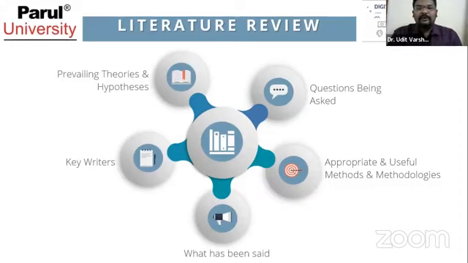What is a literature review? A literature review is a description of the literature that is relevant to a particular field or topic. As you can see on the screen, it gives an overview of what has already been said in the past, who said it, that is the key writers, what are some prevailing theories and hypotheses, the questions that are being asked, and definitely what are the most appropriate and useful methods and methodologies to write the same.